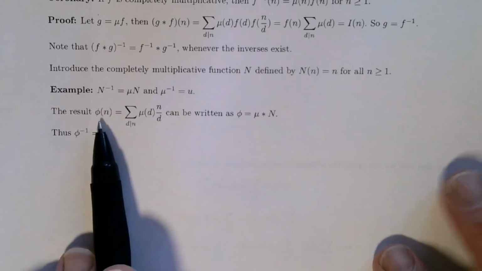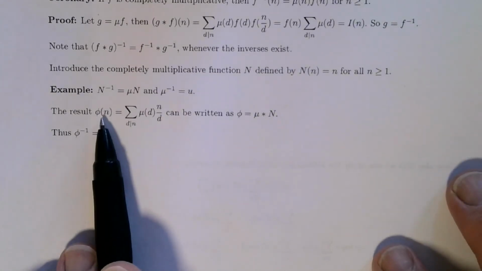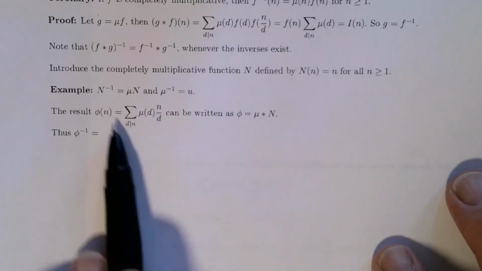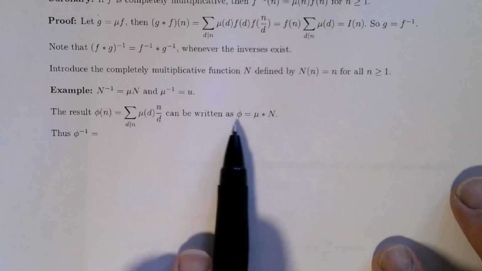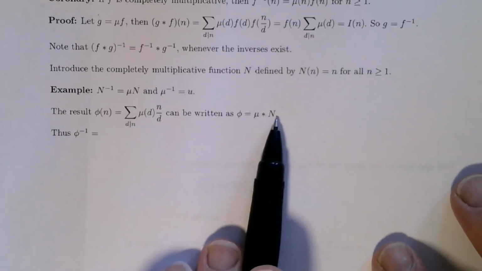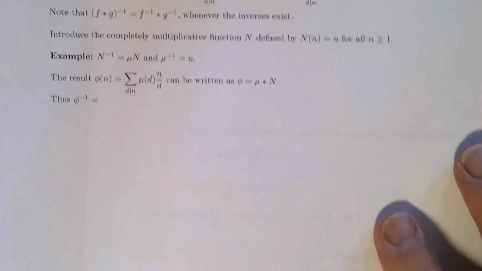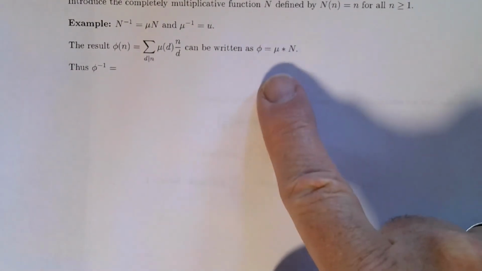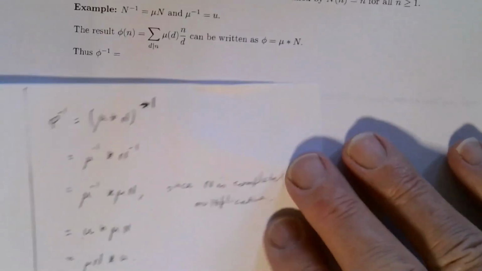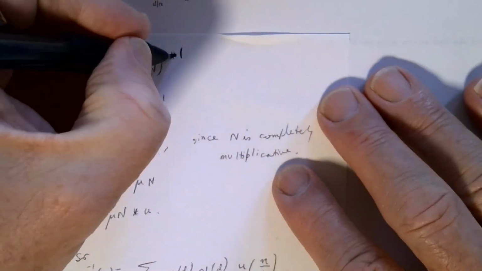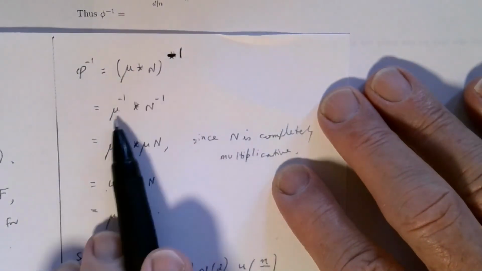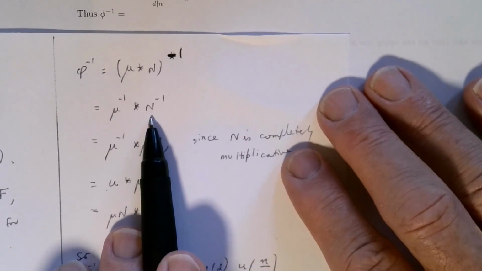Now, we've proven above that phi of n, that was theorem 3.6, is n times the sum over the divisors d of mu of d on d. And I can write this now in terms of our capital N function by saying phi then is mu star capital N. So, to get the inverse of phi, we're going to take mu star N inverse. Now, that's going to be just mu inverse star N inverse.